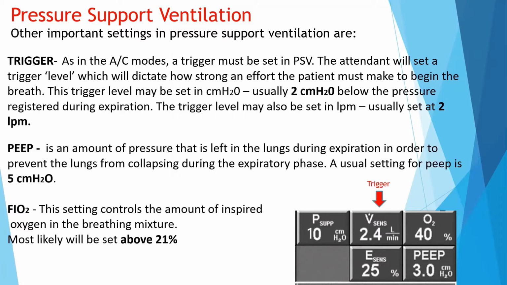So in this example, we can see the trigger. It's a flow trigger. It's set at 2.4 liters per minute. We've got our pressure level. It's set at 10 centimeters of water. We've got the expiratory trigger sensitivity, which is set at 25%. We have the FiO2 set at 40% with a PEEP of 3. So these would be the only settings required for pressure support ventilation.